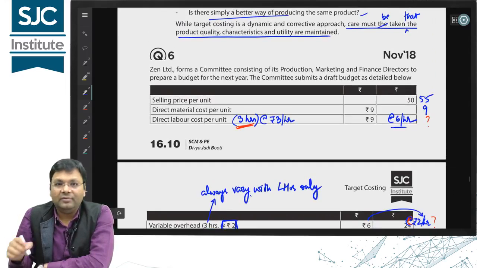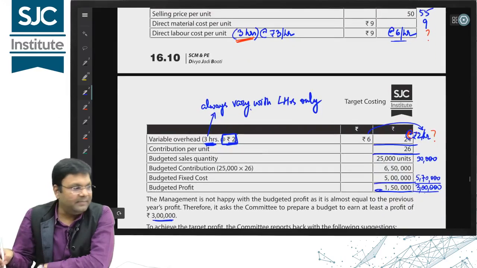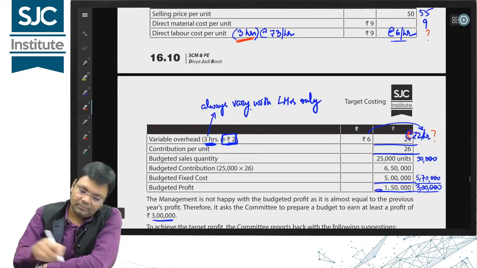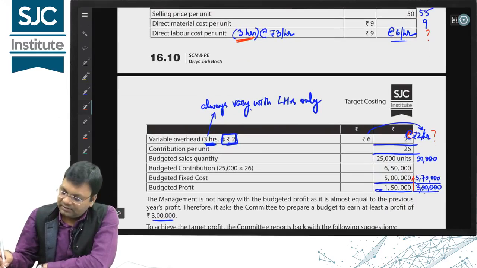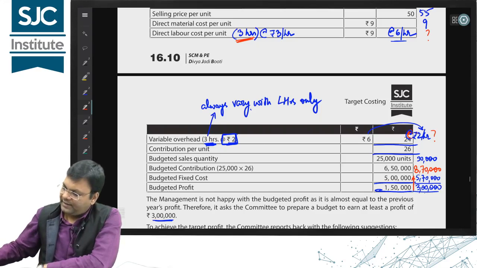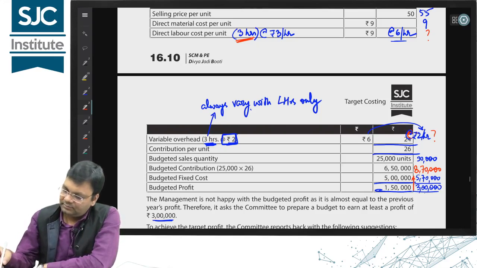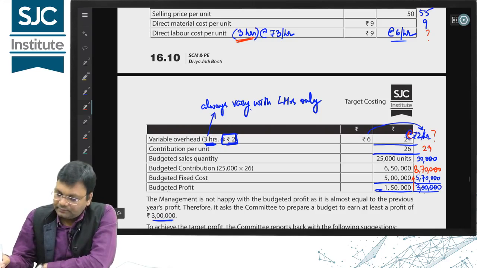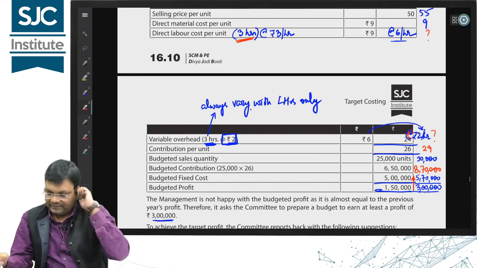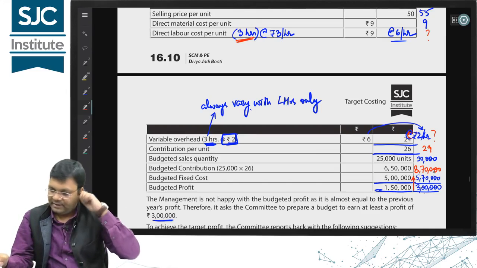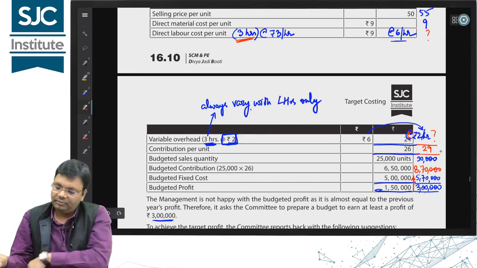But the point is, what will be the time? You can do some back calculation to get your result. So 3 lakh plus 570 is 870, divided by 30,000 is 29. I hope you are understanding how 29 has come. 3 lakh plus 570 is 870. 870 by 30,000 is 29 per unit. This is my desired contribution per unit.